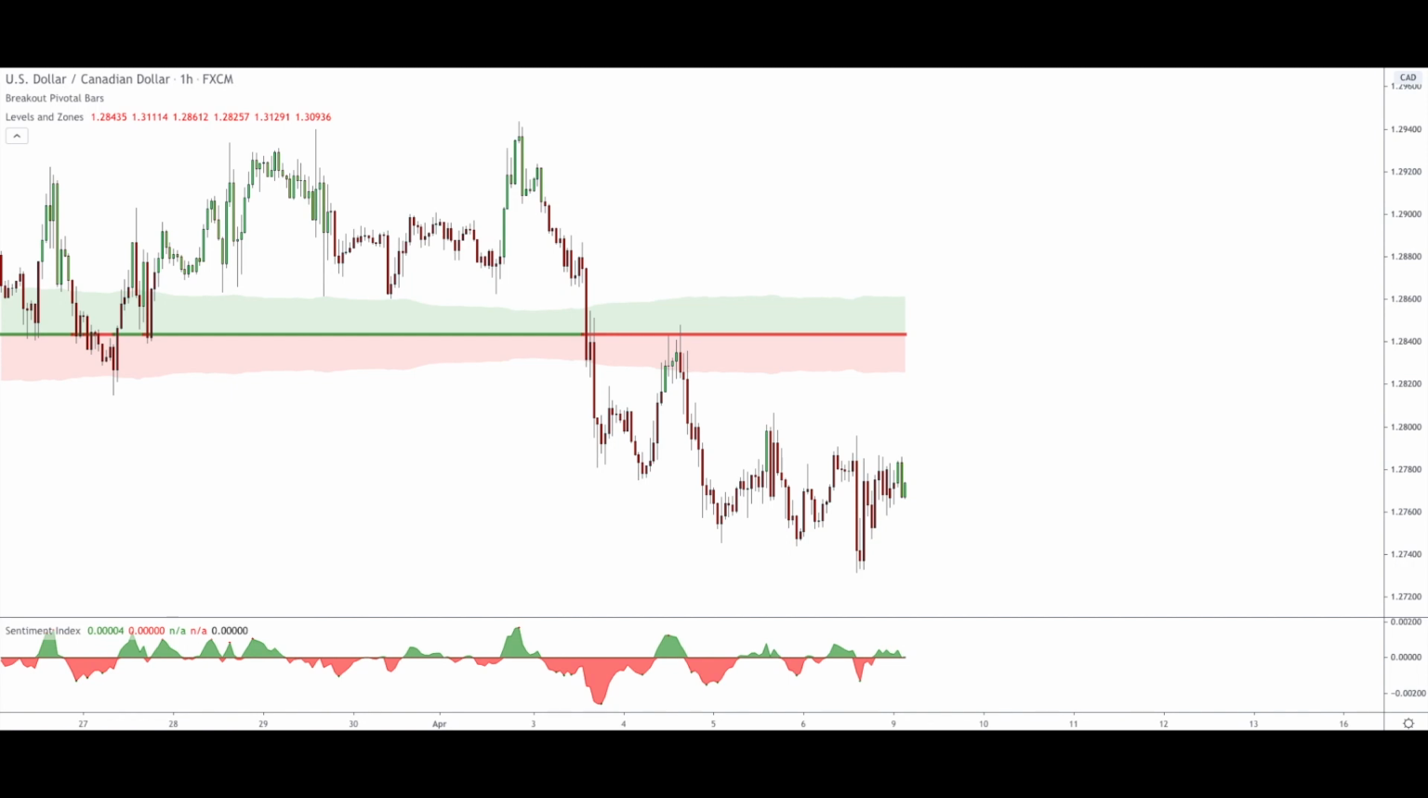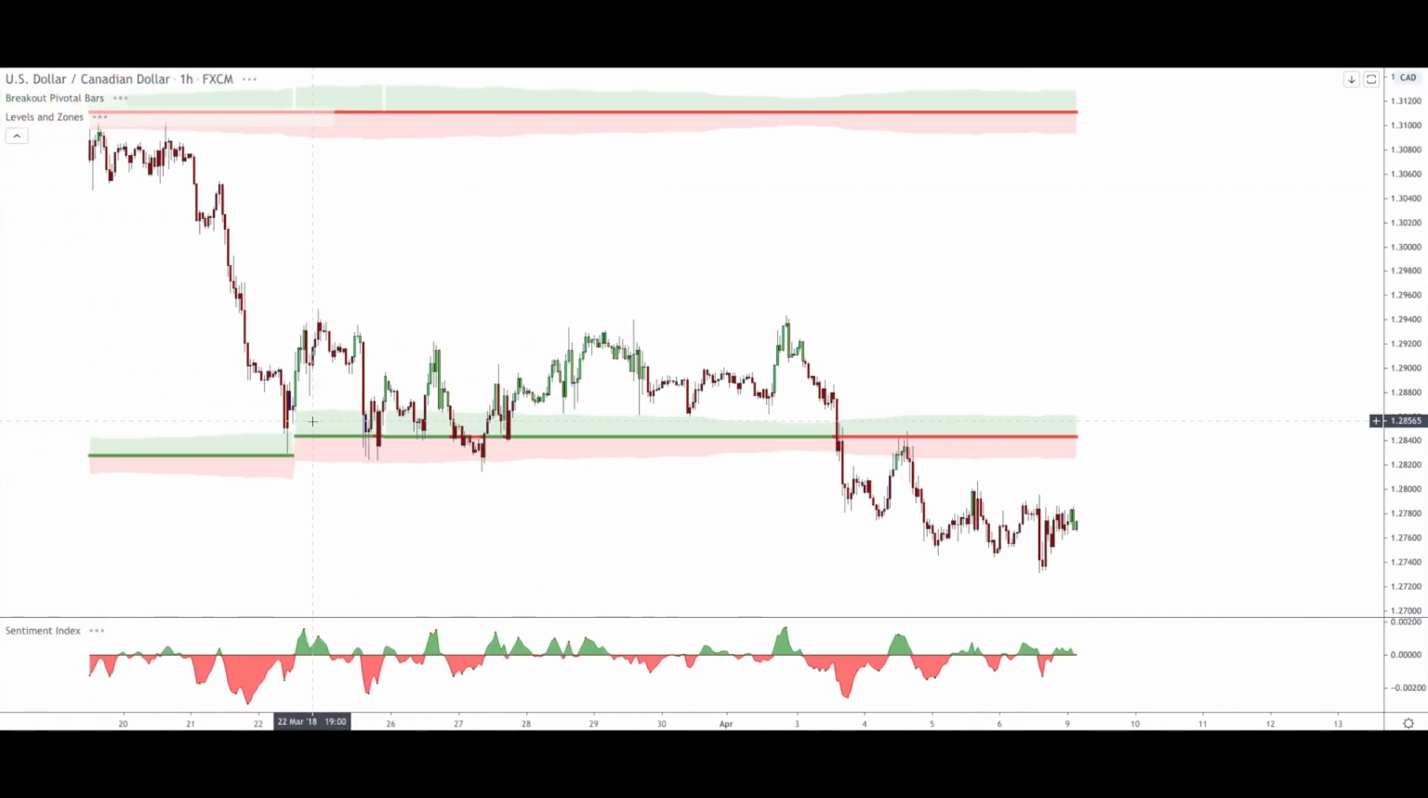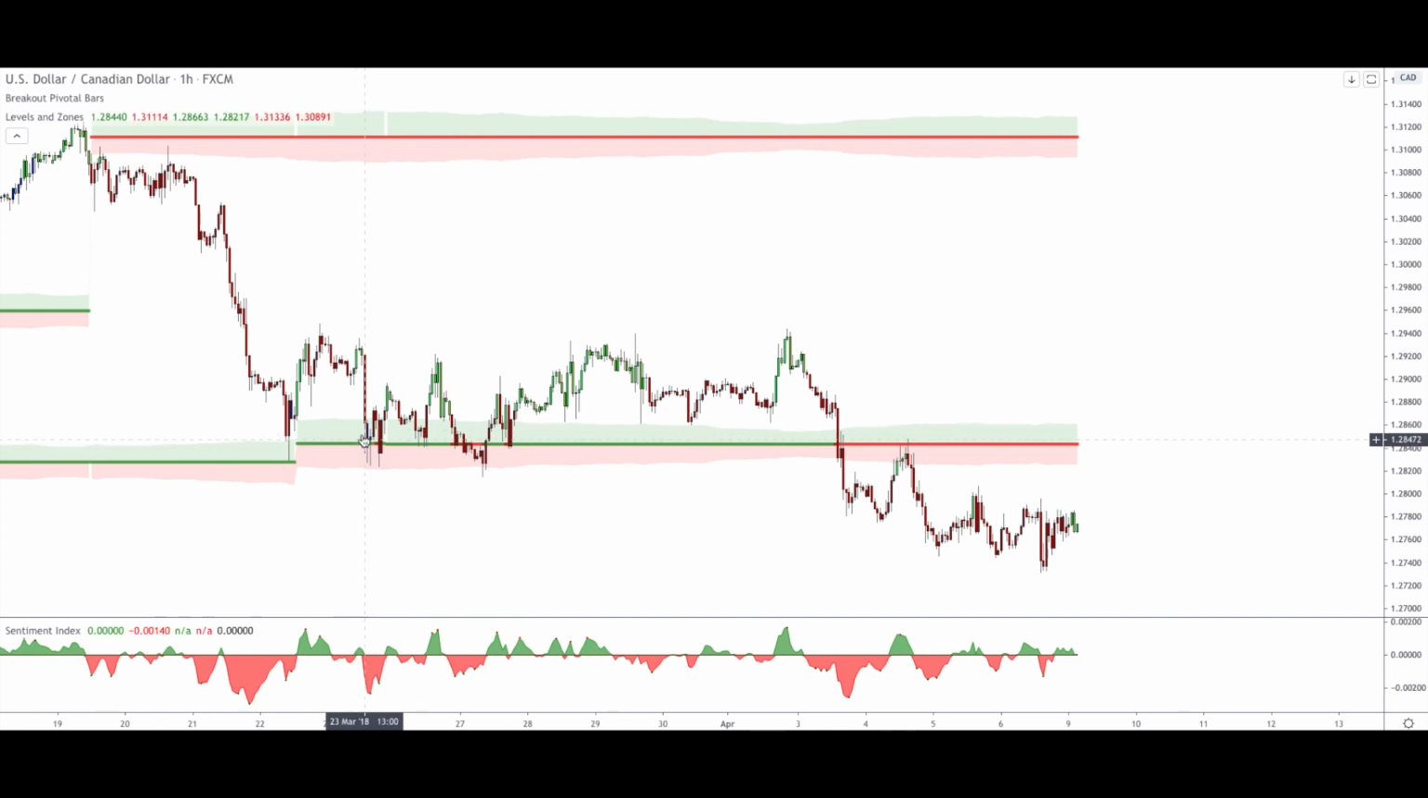So today we are looking at the US dollar versus Canadian dollar on the 1 hour time frame. We are using three indicators: the breakout pivotal bars, the sentiment index, and the levels and zones. The breakout pivotal bars is the one that is assigning the color to the candles, so either green, red, or blue. I don't see any here, there's one blue here.